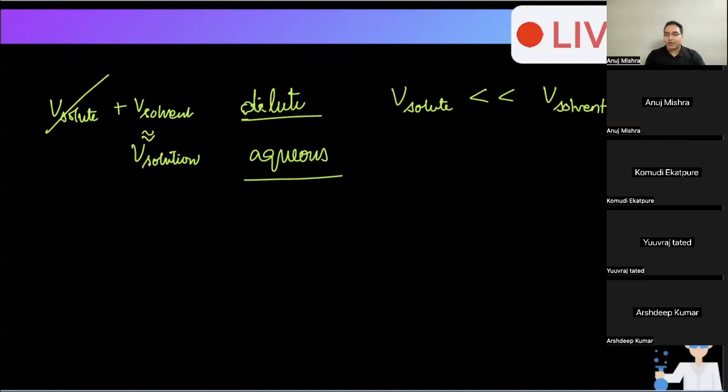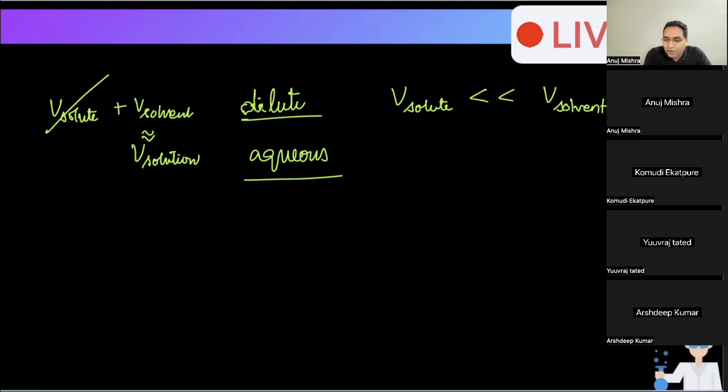That is for highly dilute solution. We can always do that, right? So if it is a highly dilute solution, we can say that volume of solute is very, very small in front of the other one. So what will be our answer? Our answer will be that volume of solute is very, very small compared to volume of solvent, and hence we can say volume of solvent itself is volume of solution.